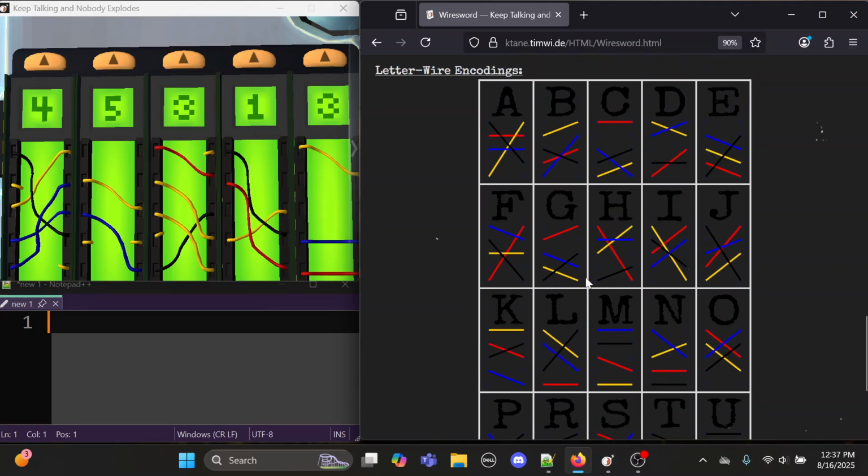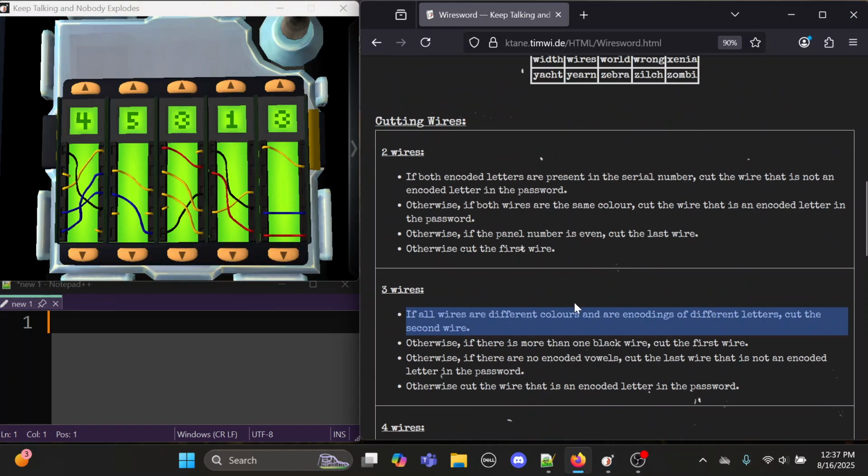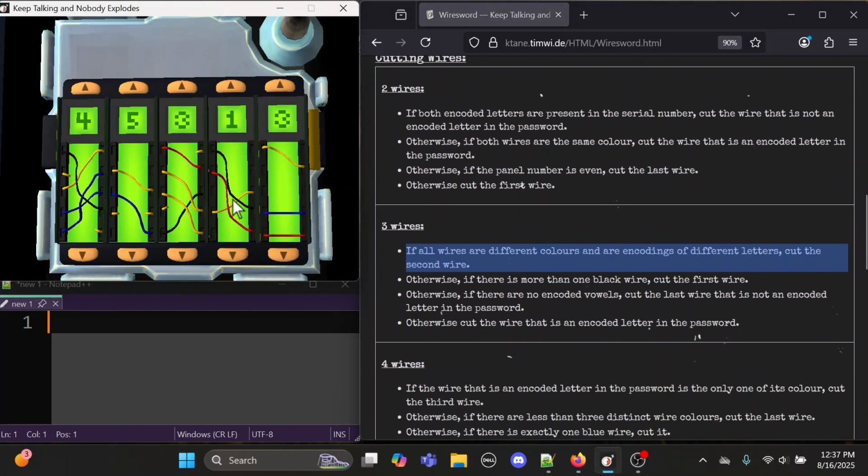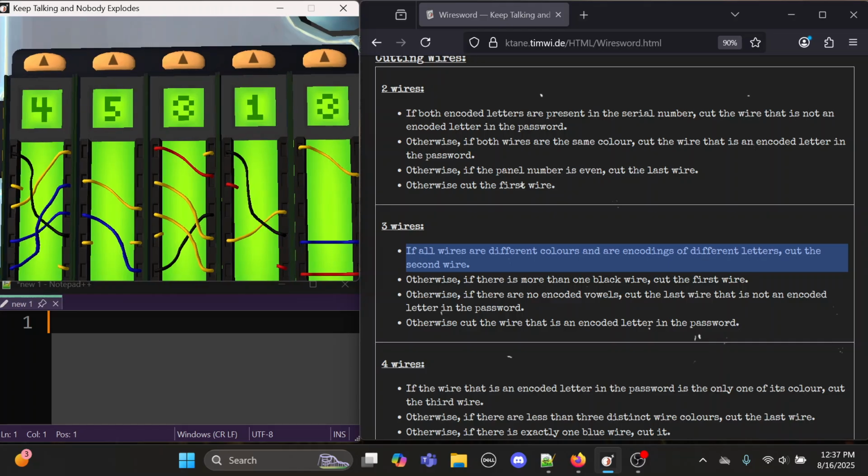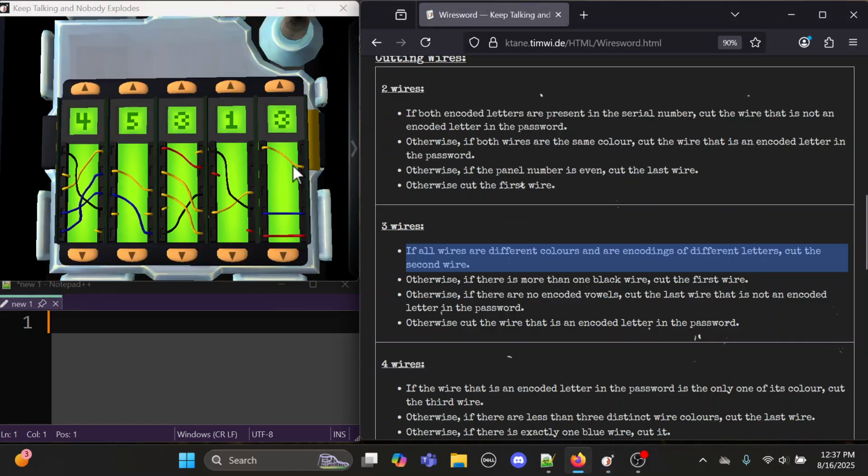From 1 to 4, what is black? That's an alpha. Yeah, they're all different letters, because this red is not alpha either. So this rule does apply. We're simply going to cut the 2nd wire here, which is the red. Perfect. Let's do the same thing with this one.